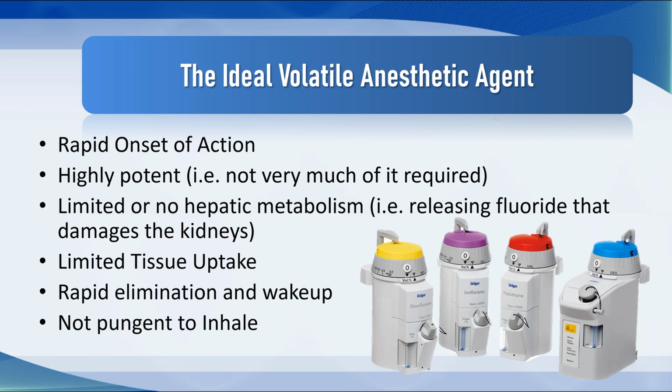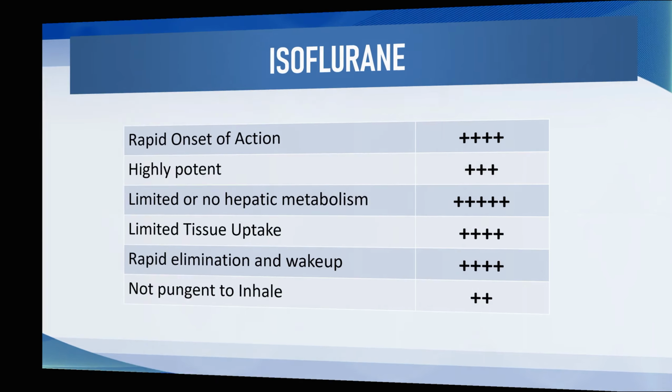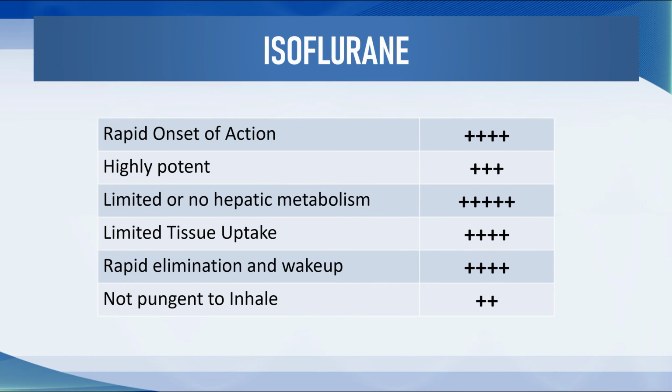So let's move back a bit to 1990, where we have isoflurane, and that is the boss anesthetic agent. This was the best drug ever invented at this stage. Everybody was either using it or wanted to use it, but it was a little bit expensive back then. But this was the state-of-the-art best anesthetic agent because it fulfilled most of these criteria. Rapid onset of action, pretty potent, virtually no metabolism, limited tissue uptake, rapid elimination and wake up, and reasonably non-pungent to inhale, but not as nice to inhale as enflurane, and certainly nothing like halothane. You could gas someone down with isoflurane, but it was pretty unpleasant.